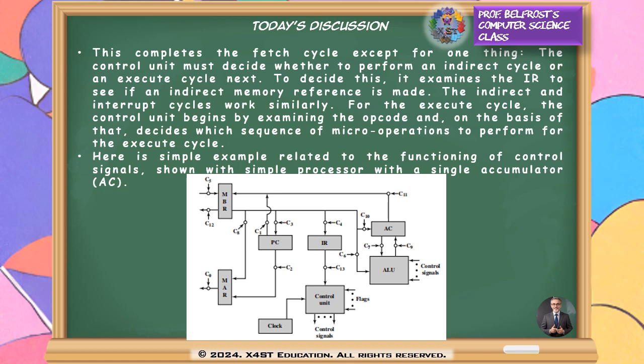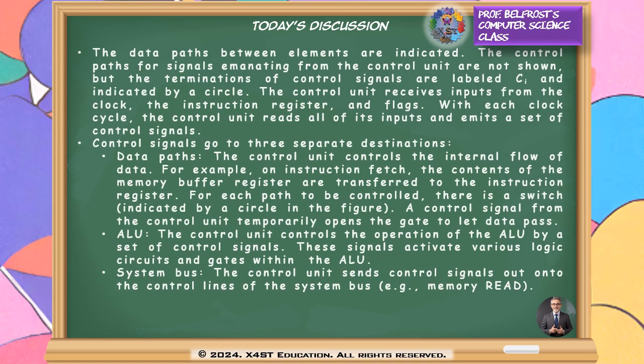Here is a very simple example related to the functioning of control signals, shown with a simple processor with a single accumulator, or AC. This diagram will be used several times, so it's worth taking a screenshot. The data paths between elements are indicated in the previous figure, and the control paths for signals emanating from the control unit are not shown, but the terminations of the control signals are labeled as Ci and indicated by a circle. The control unit receives input from the clock, the instruction register, and the flags.